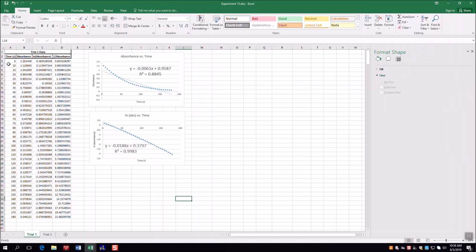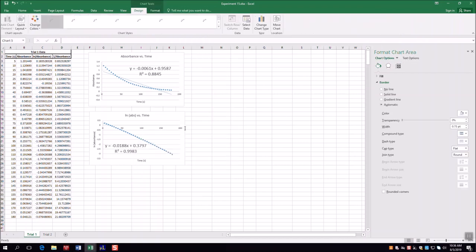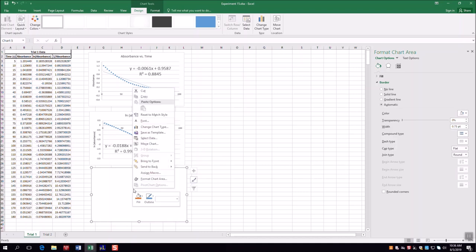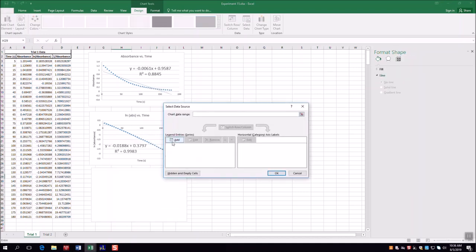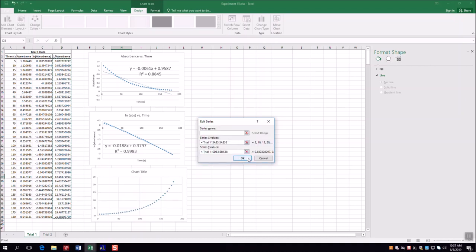But to be safe, we're going to also graph our second order graph, which is going to be time versus 1 over absorbance. So we're going to insert a third graph. We're going to move that down here so that it's not overlapping. We're going to right-click on our graph and choose to select our data, click add, click the picture of our little graph next to the x values, choose time and hit enter, click the little picture of a graph next to our y values, choose 1 over absorbance, highlight all our values and hit enter, and then click OK.